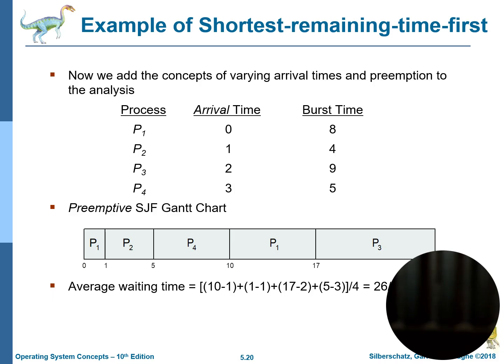So look, P1 executes from 0 to 1 second. Why? Because P2 has not arrived. When P2 arrives after 1 second, it means P1 still has 7 seconds to execute, but P2 has 4 seconds to execute. So it means P1 is going to be preempted. Then P2 gets the CPU. It executes for 1 second.